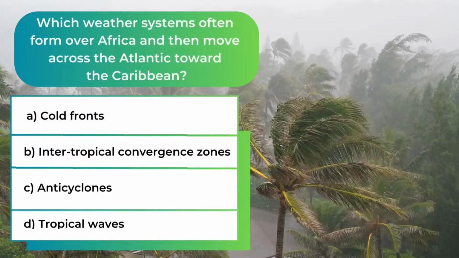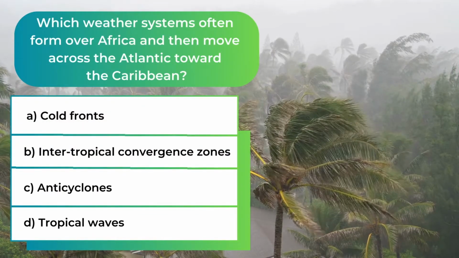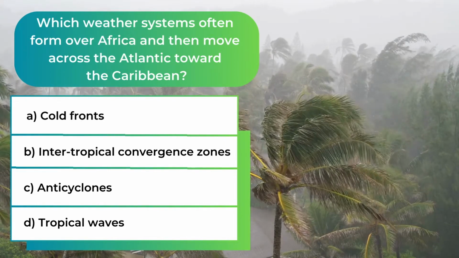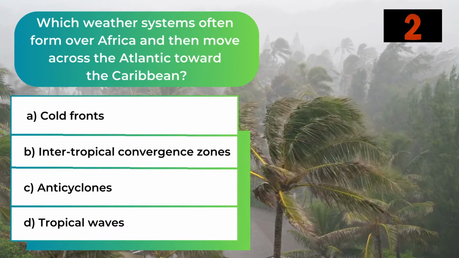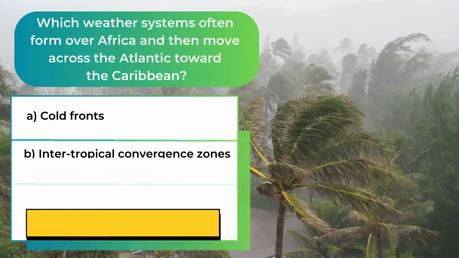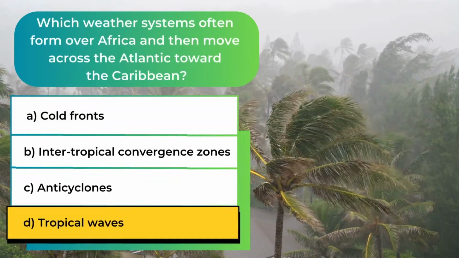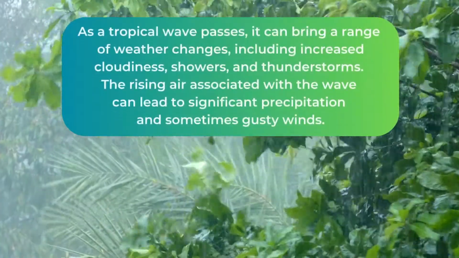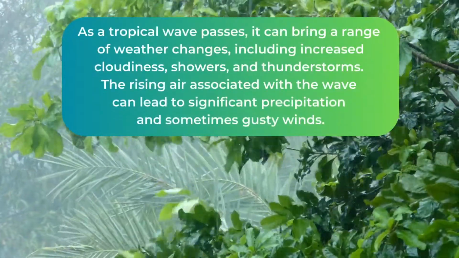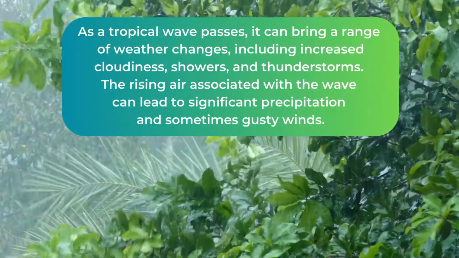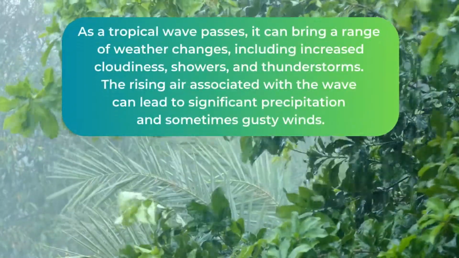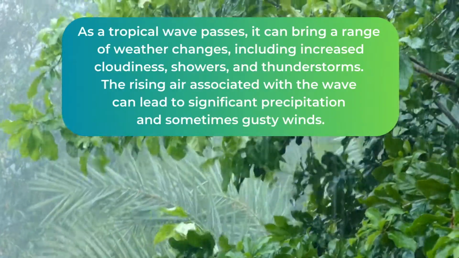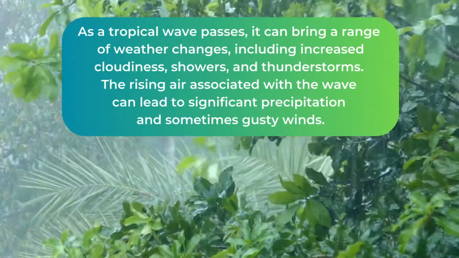Which weather systems often form over Africa and then move across the Atlantic toward the Caribbean? The answer is D. Tropical waves. As a tropical wave passes, it can bring a range of weather changes, including increased cloudiness, showers, and thunderstorms. The rising air associated with the wave can lead to significant precipitation and sometimes gusty winds.